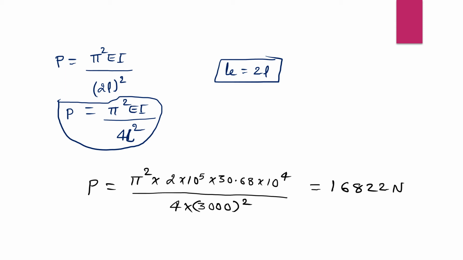16822 Newton, or if you convert it into kilonewton, it will become 16.822 kilonewton. This is the crippling load for one end fixed and another end free.